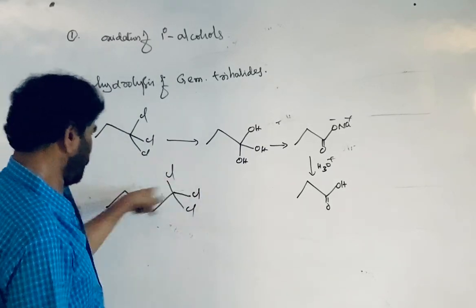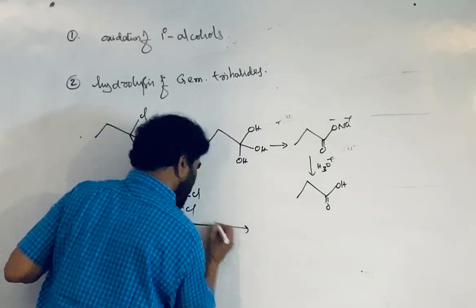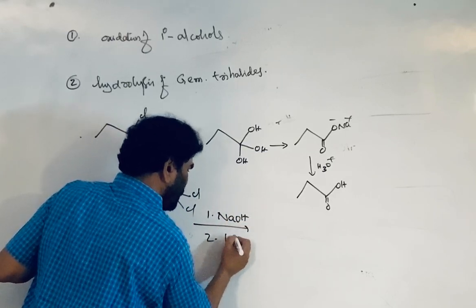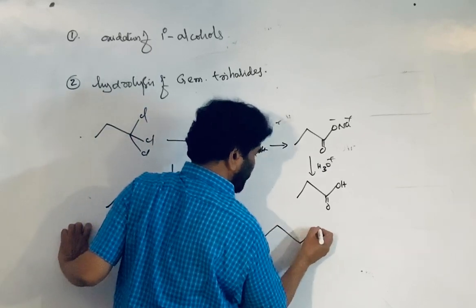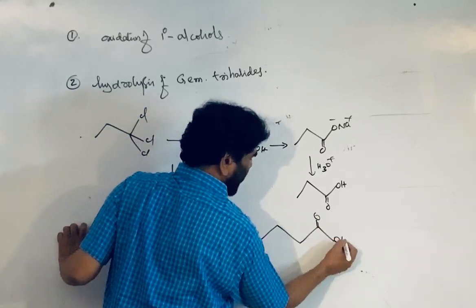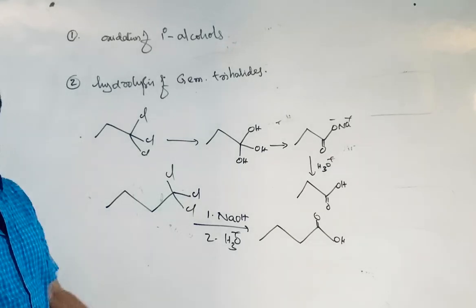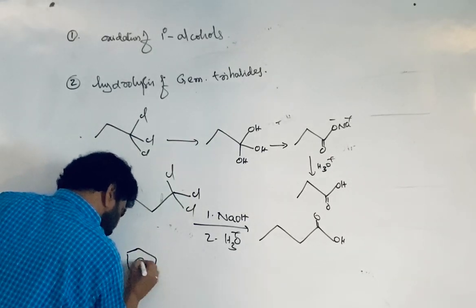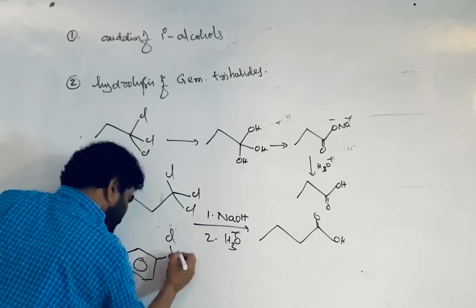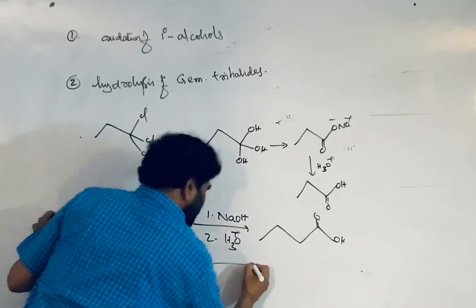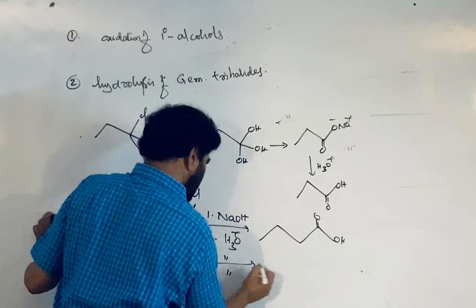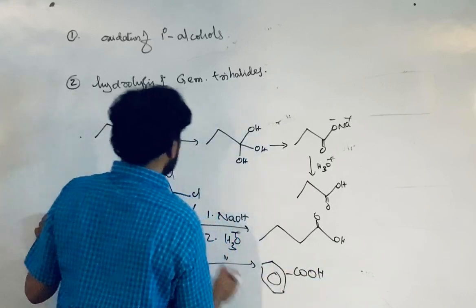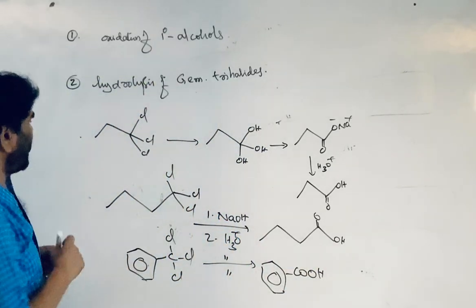1,1,1-trichlorobutane, on treatment first with sodium hydroxide followed by acidification, produces the corresponding carboxylic acid, butyric acid. If you take trichloromethyl benzene, under the same conditions it gives benzoic acid. So these are the different procedures to prepare carboxylic acids.